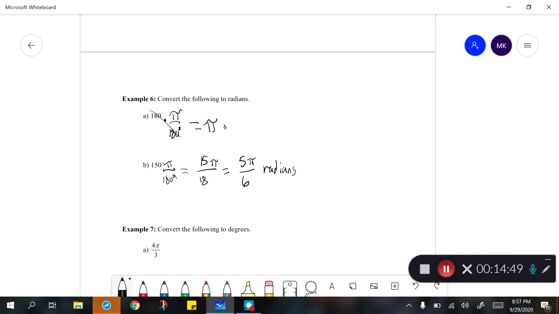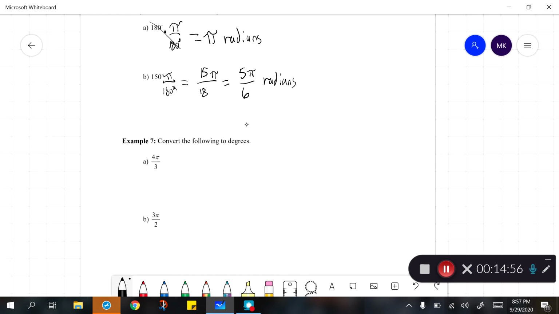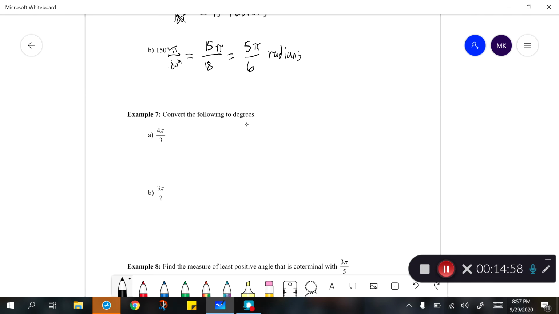And these are pi radians. So it's that easy. Now what about this? 4 pi over 3. I want to convert this into degrees. So I need to multiply by 180 degrees over pi, but the pi's cancel. And what I end up with is 4/3 times 180.